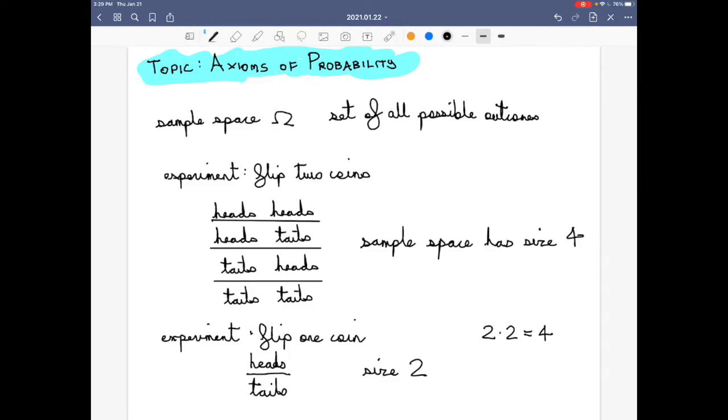The physical analogy you always want to go to as the first example of a probabilistic experiment is coin flipping. So if we flip one coin, the sample space has size 2.